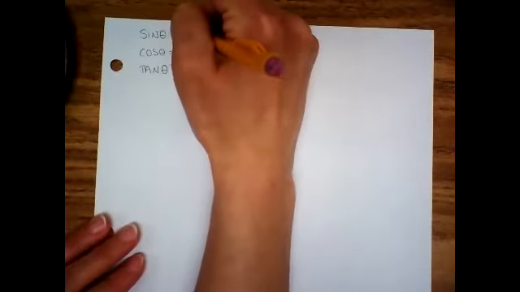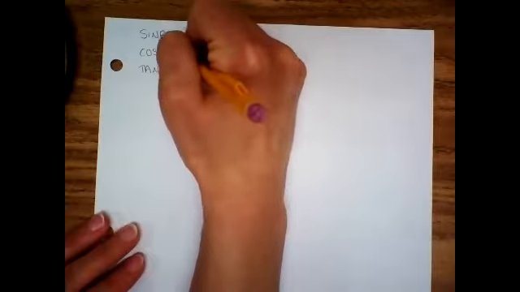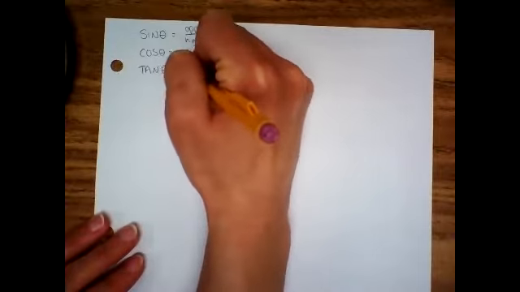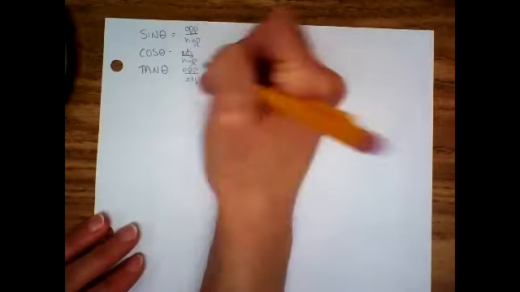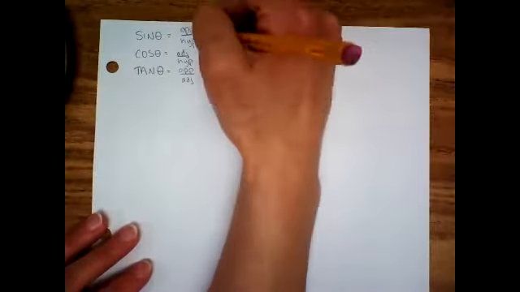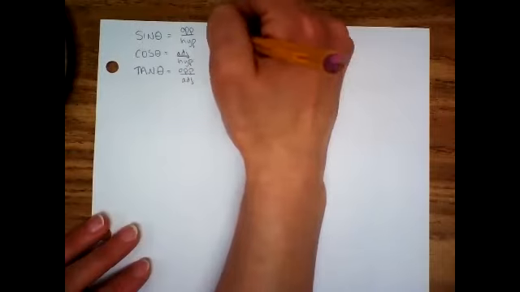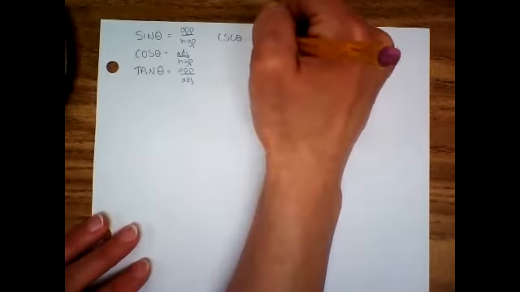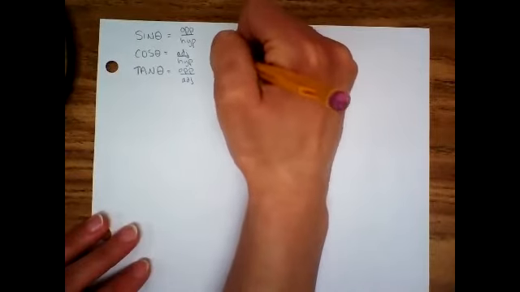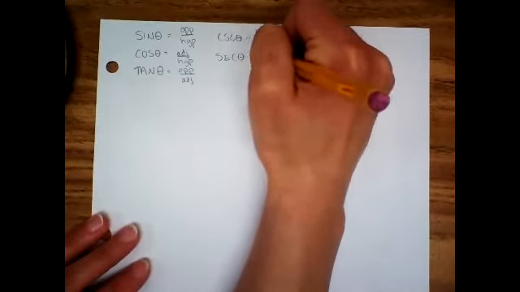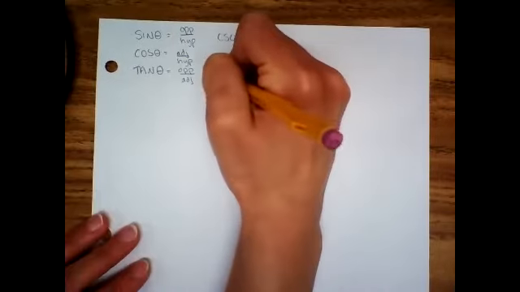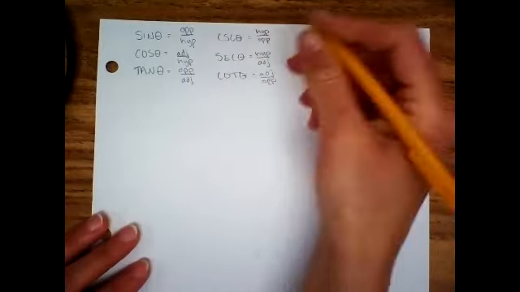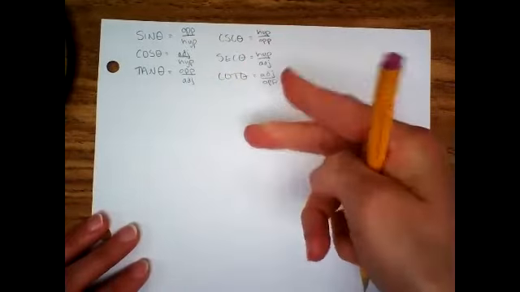So sine is opposite over hypotenuse, cosine is adjacent over hypotenuse, tangent is opposite over adjacent. And then we had the reciprocal trig functions. So reciprocal of sine is cosecant, so you just flip that over. Reciprocal of cosine is secant. And reciprocal of tangent is cotangent. So you just find these three and then flip them over.